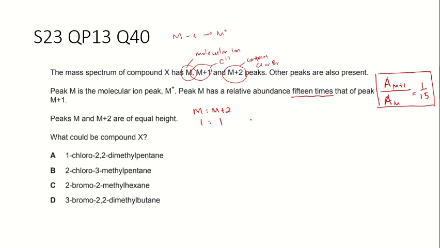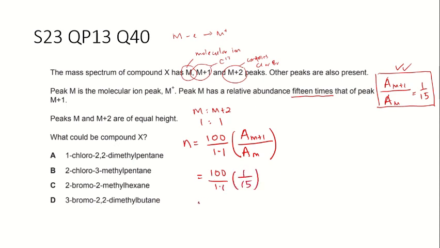So how do we use this information? First, I can use the one that I put in the box to find the number of carbons by using this formula: n equals 100 divided by 1.1, times the abundance of the M plus 1 peak divided by the abundance of the M peak. n will be the number of carbons in the molecule. So if I substitute in this value, 1 over 15, let me use my calculator. I'll get 6.06. The number of carbons is a whole number, so I'll round this to a whole number. So that means in X, there are 6 carbon atoms. Keep this information first.